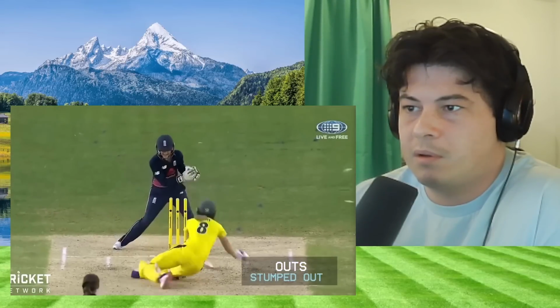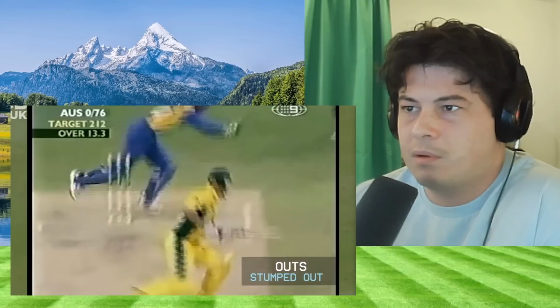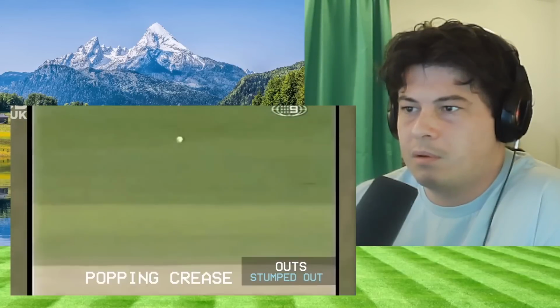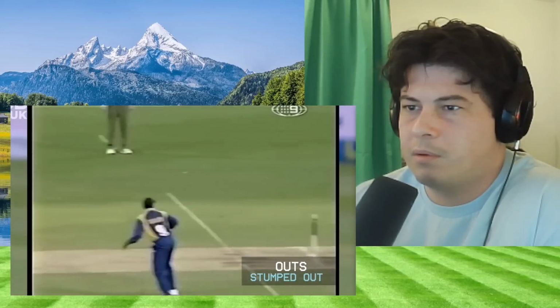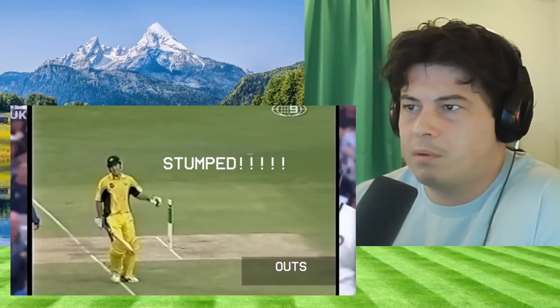A batter can also be put out by the wicket keeper if the batter moves past this line here called the popping crease, and the wicket keeper gains possession of the ball and knocks the bails off the stumps. This is called being stumped out.